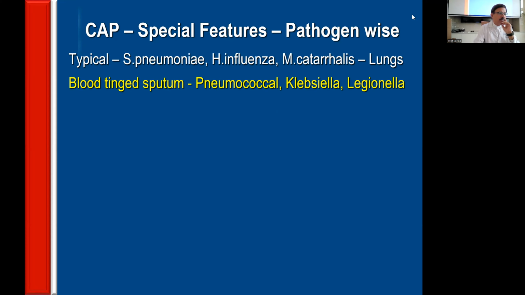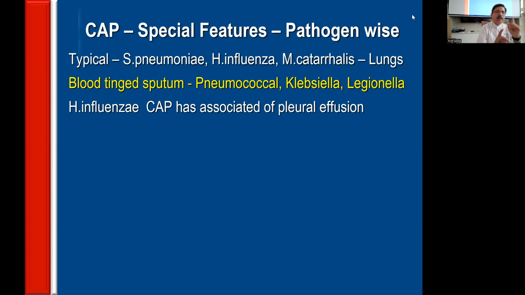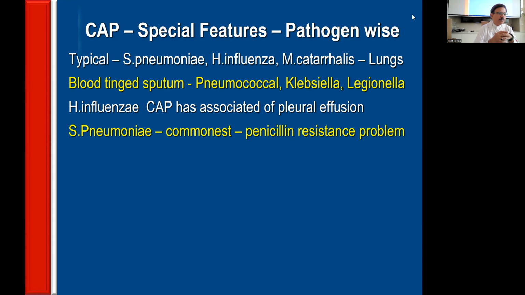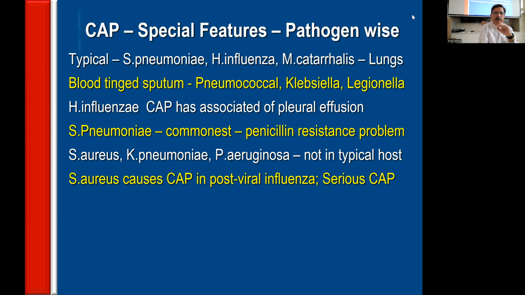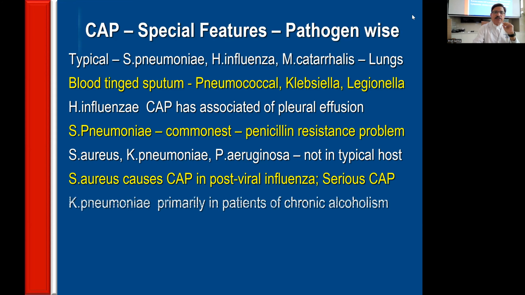H. influenzae CAP is associated with pleural effusion. If you have pleural effusion and pneumonia, the most likely cause is H. influenzae. S. pneumoniae: the commonest penicillin resistance problem is with S. pneumoniae. S. aureus, K. pneumoniae, P. aeruginosa, Pseudomonas aeruginosa, not in a typical host. Usually they won't come in a normal host. In an immunocompromised, very elderly, institutionalized patient, you get those. S. aureus causes CAP in post-viral influenza and serious CAP. K. pneumoniae occurs primarily in patients with alcoholism.